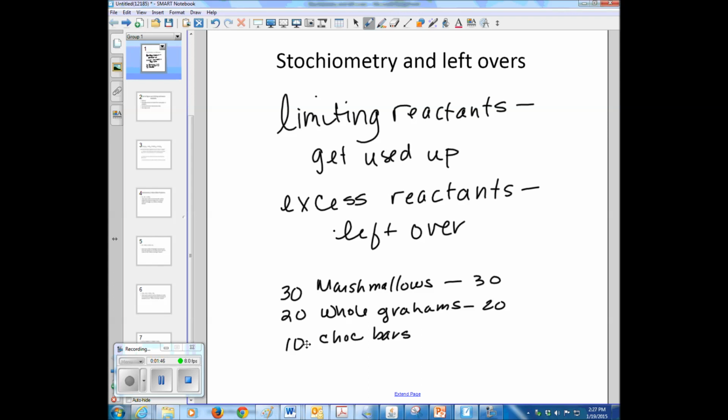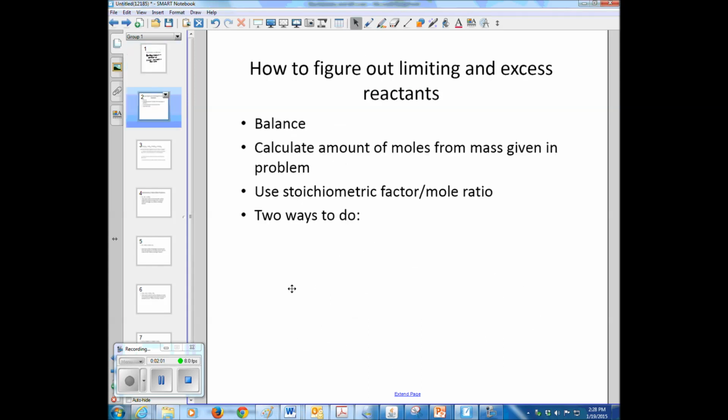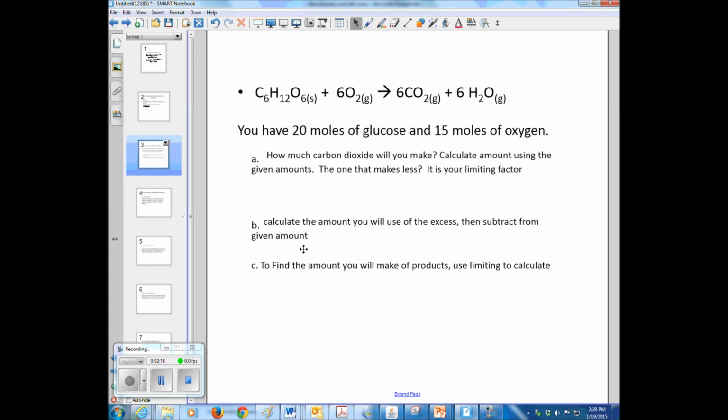The chocolate bars, usually you break into thirds. So if you break your chocolate bar into thirds, then you would be able to make 30. So what's limiting here? The graham crackers are. Okay, that's all we're talking about here. Only we're going to talk about chemicals. All right. How to figure out limiting and excess reactants. First, you balance. Then you calculate the number of moles from the mass. Use your mole map. Then you use the stoichiometry factor to do it.